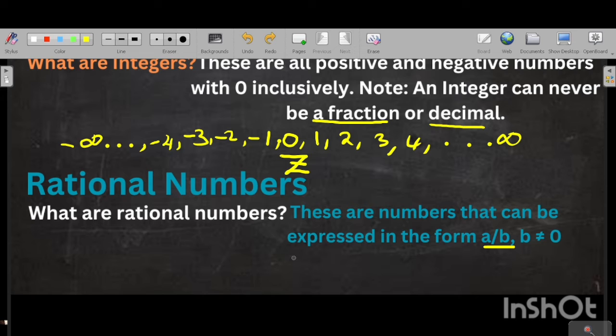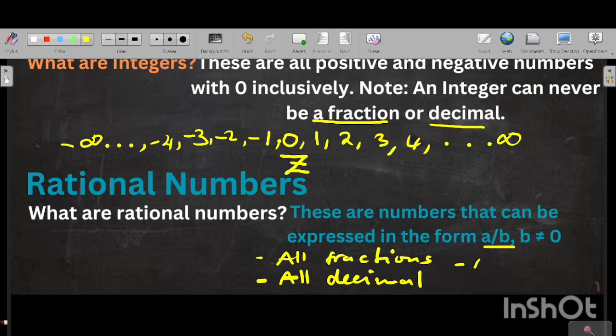Examples of rational numbers include all fractions, and also all decimals. All the decimals are rational. And also percentages.